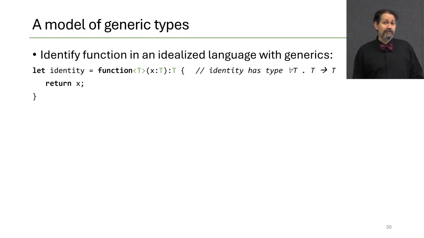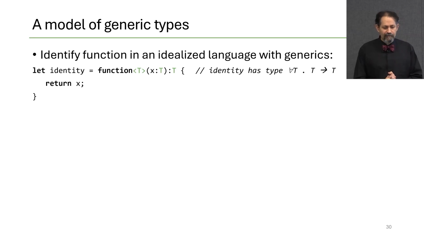To understand what's going on with generic types, let's build a conceptual model. Here's the identity function in a little idealized language with generics. It's kind of like Java or maybe like a functional language, but we're going to be a little bit more explicit about generics than real languages are, just to show what's going on. And then we'll see how real languages simplify this a bit.